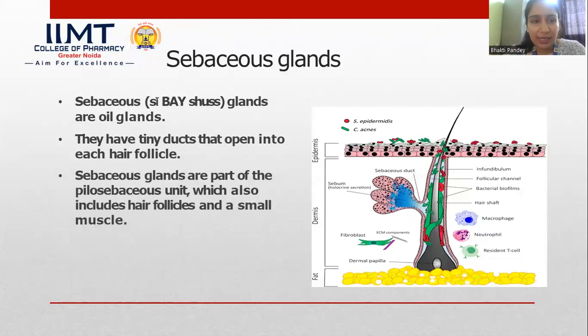Then comes the sebaceous gland. The sebaceous gland is basically an oil gland. They have a tiny duct or a tiny opening into each hair follicle. Sebaceous glands are a part of the pilosebaceous unit, which also includes hair follicles and small muscles.